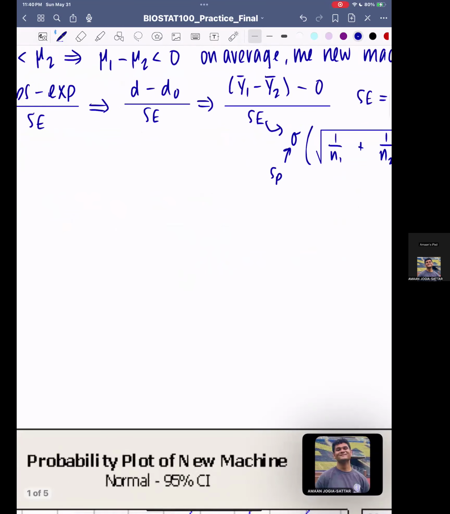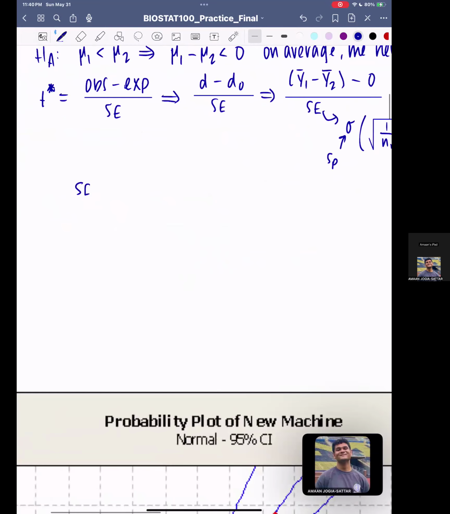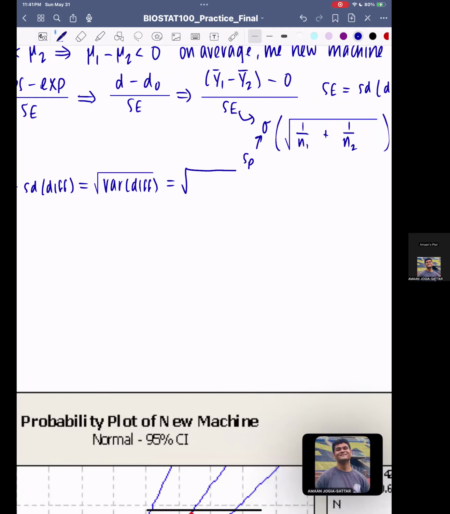So remember, standard error equals the standard deviation, in our case, of a parameter where we've reformulated our hypotheses to be in terms of the difference of sample means. And this is equal to the square root of the variance of the difference. Just to name that explicitly, we're talking about the square root of the variance of y1 bar minus y2 bar. Okay, now let's ignore the square root just to make our lives easier for a second. We'll just bring it back at the end.